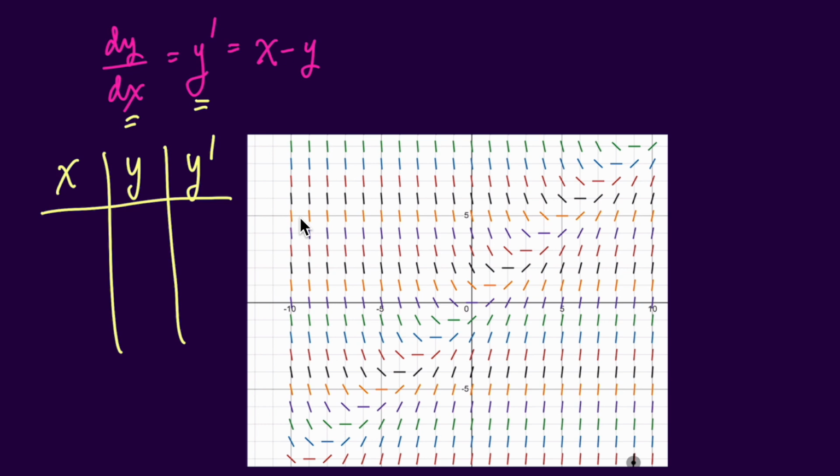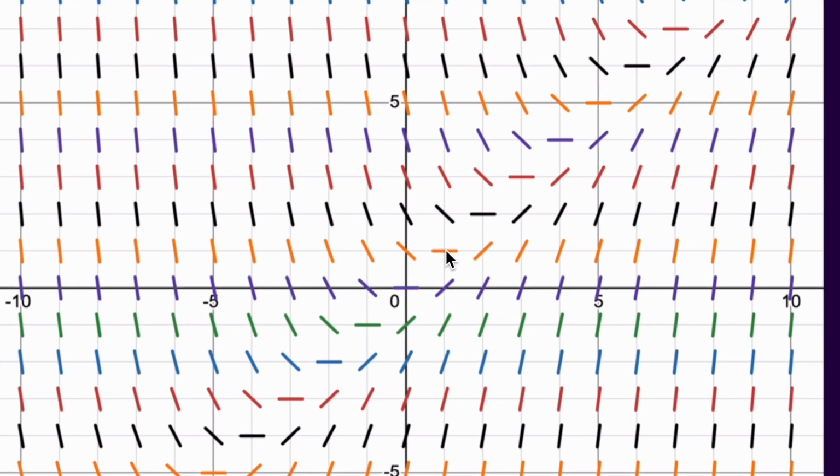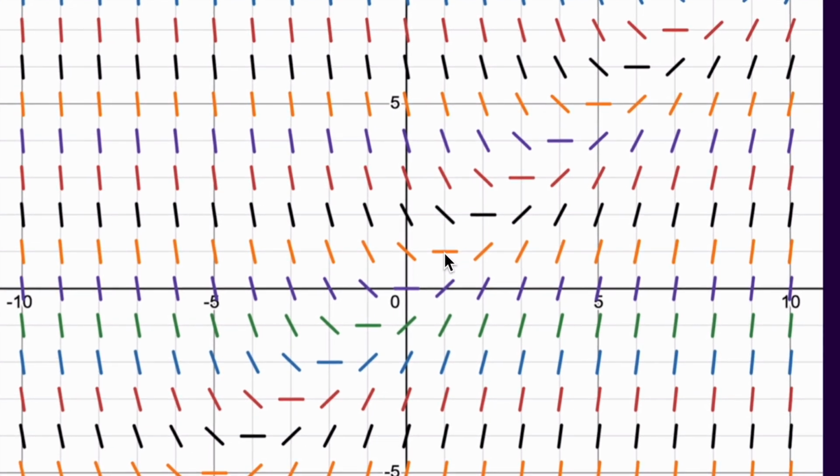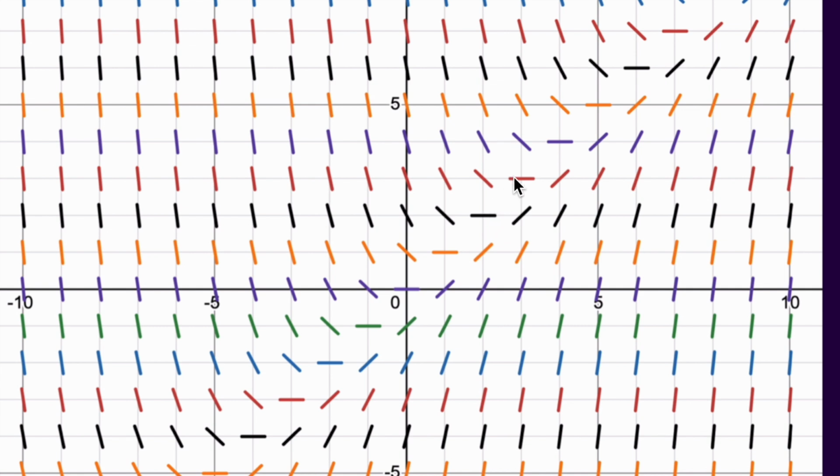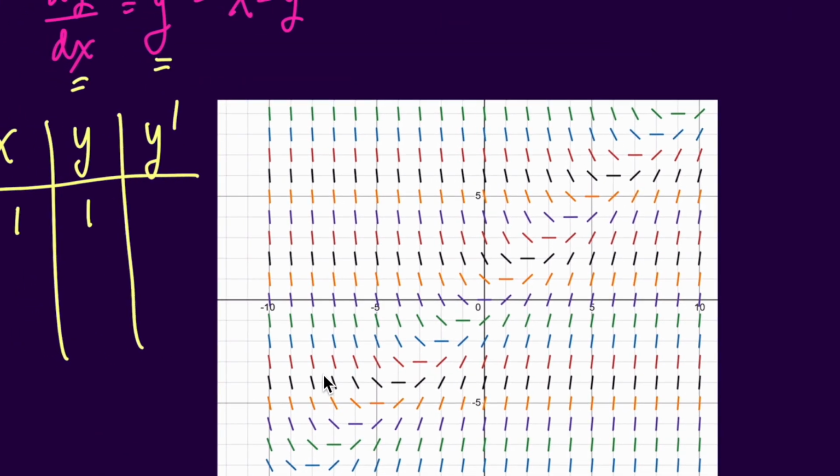So let's look at where the slope would be 0. That would be where y equals x. So let's look, we're at (1, 1), and you can see if you go to (1, 1), we have a little horizontal line segment which depicts a slope of 0. And if you look throughout the slope field, you can see everywhere x equals y, you're going to have a slope of 0.